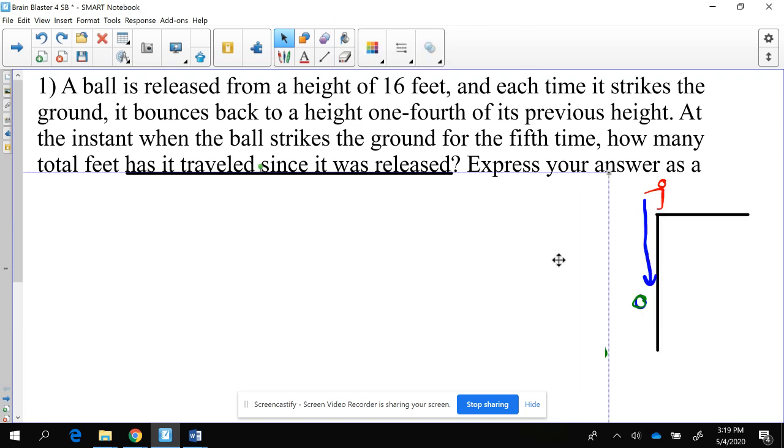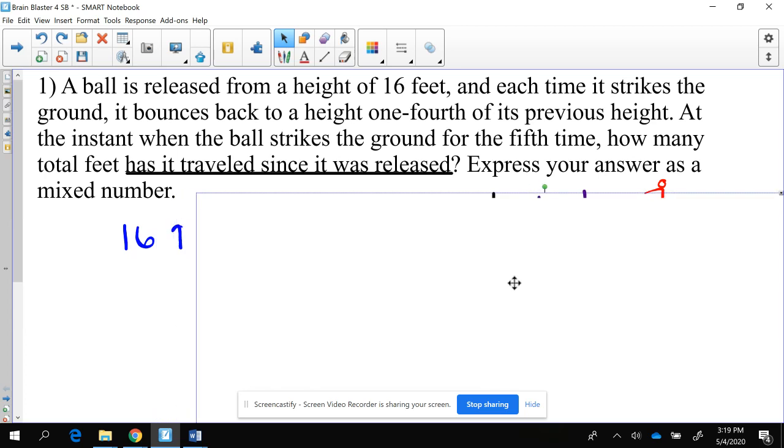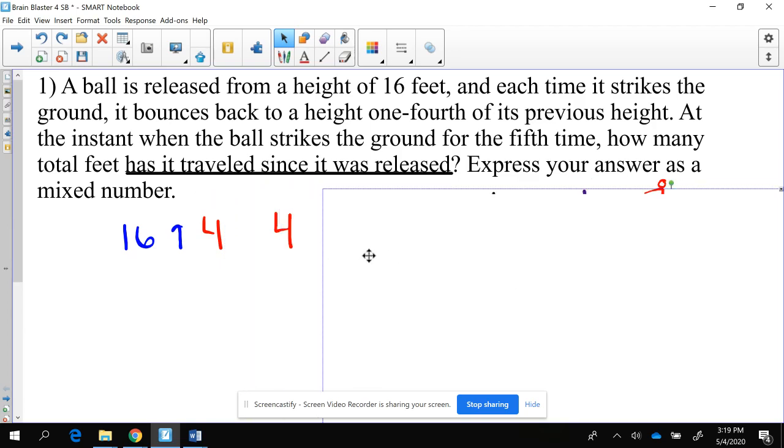So here's my person right here dropping the ball. If you drop the ball, the first thing that's going to happen is it's going to drop 16 feet, right? And then when it hits the ground, that's the first bounce. It's going to go up 4 because 1/4 of 16 is 4. So it's going to bounce up 4 feet. Watch my cursor. If it bounces up 4 feet, then it's going to come down 4 feet.